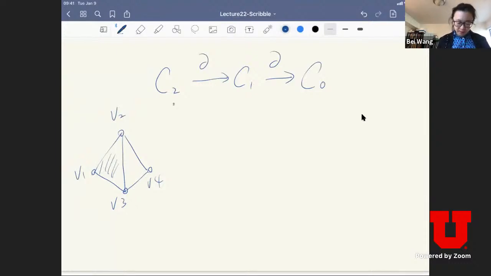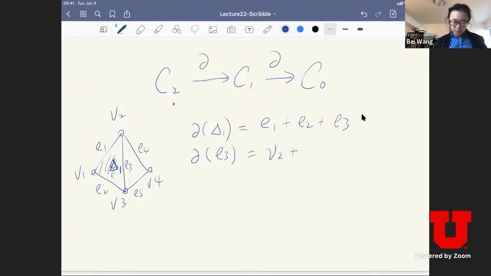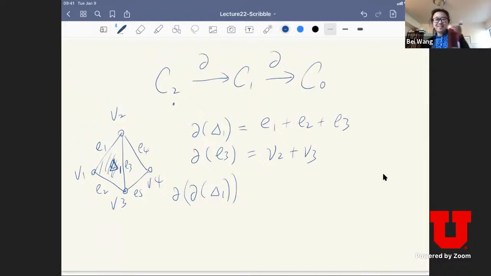Then an element in C2 is going to be the triangle. Let's call it triangle delta, triangle 1. So the boundary of triangle 1, and let's name those edges. What is the boundary of triangle 1? It's going to be E1 plus E2 plus E3. And then the boundary of an edge, say E3, is V2 plus V3, right? If I take the boundary of the boundary, what is this? Can anyone recall? If I take a boundary of a boundary, what do I get? Nothing, or 0. 0, yeah.